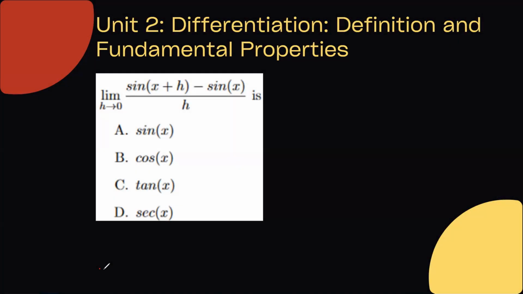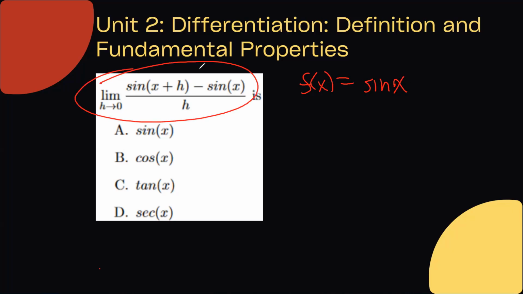Here's another one. We have the other limit definition of the derivative in terms of h. F of x is sine x, and this limit represents the limit definition of the derivative again. So f prime of x is cosine x. We're not plugging in any values, so that's our answer.